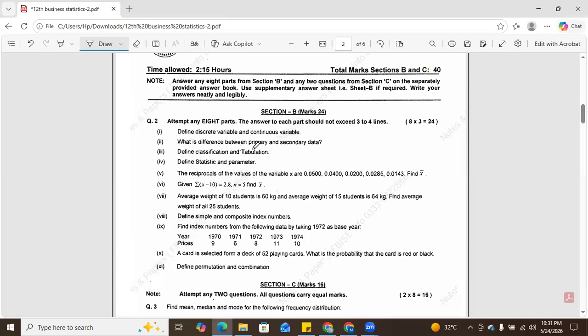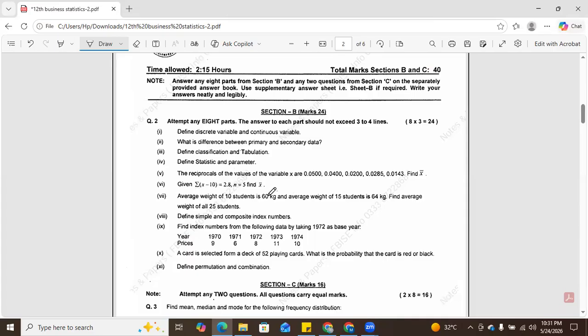Define discrete variable and continuous variable. What is the difference between primary and secondary data? Define classification and tabulation. Define statistic and parameter.